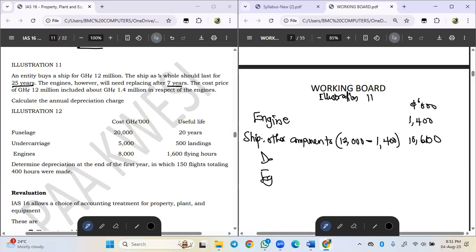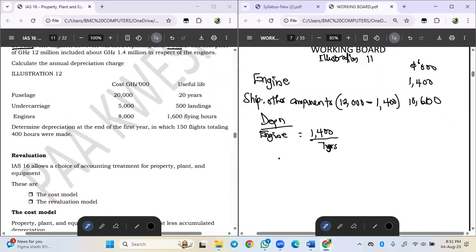So the depreciation for the engine will be 1,400 divided by the useful life. The engine life is 7 years. What will be the amount? And also the other components. The engine is 200.